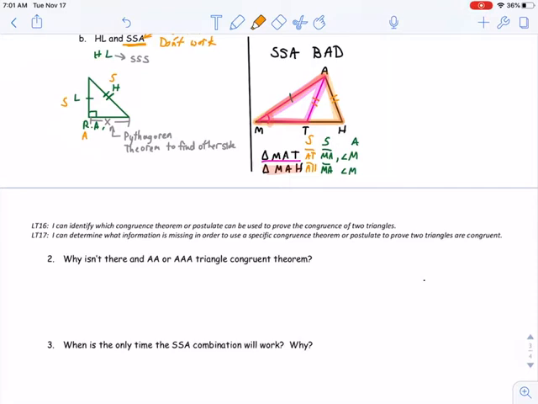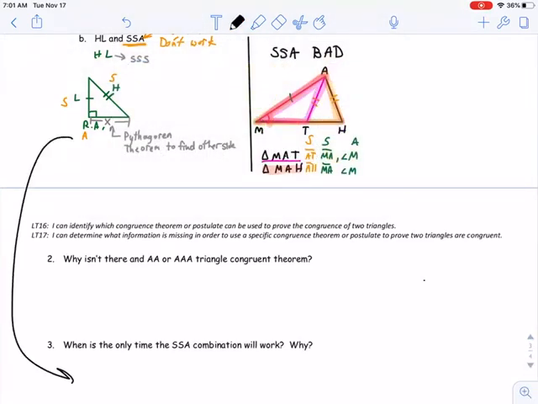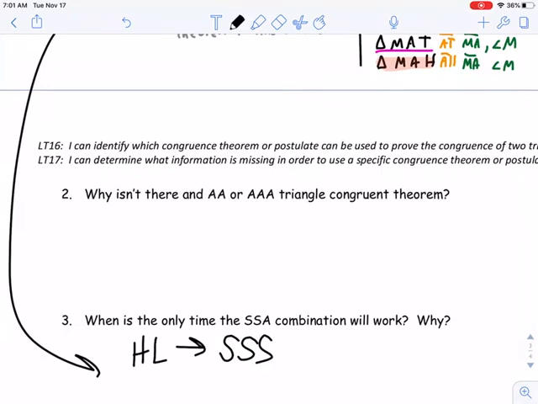All right, and this kind of answers this question down here. When is the only time an SA combination will work? It's HL, but I really like to think if you use HL, you'd use Pythagorean theorem to prove it to be true, which really would transform into side anyways. But let's talk about this next one. Why isn't there an AA or an AAA triangle congruence theorem?